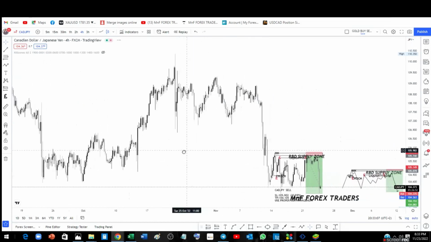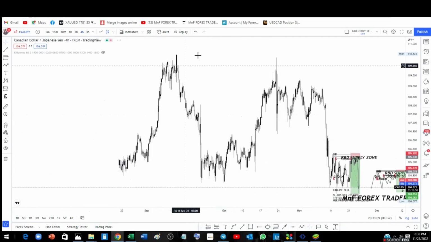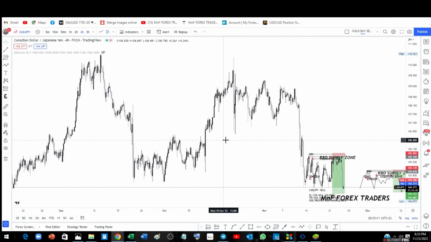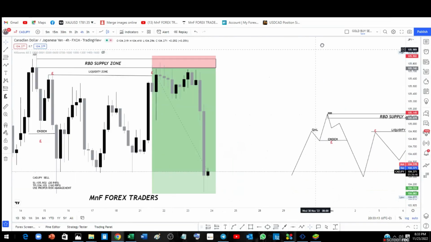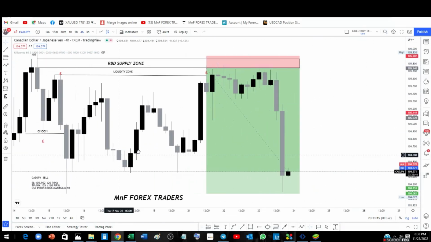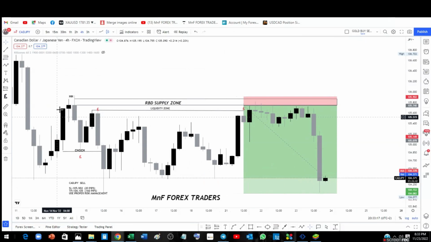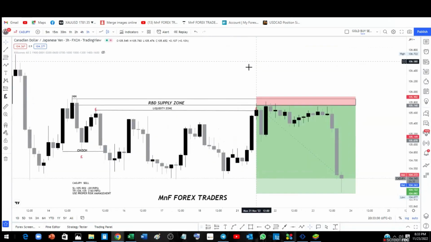You can clearly see that for some time now, we've seen the market giving us lower lows and lower highs, right? And then we had this beautiful thing happening here. What did you have here? We had a clear rally base drop, right? We had a rally base drop supply zone right here, and then what did we have? We had equal highs just here, right?